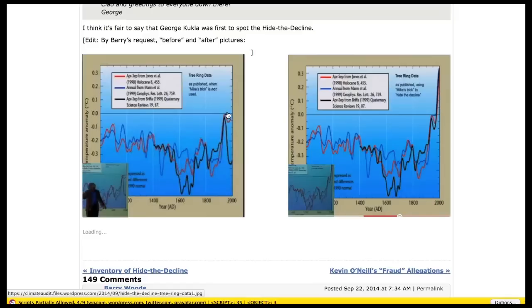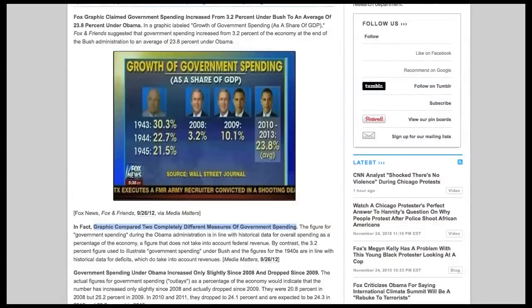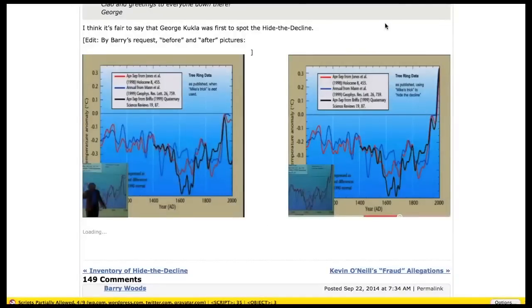We can't use treemometers anymore. So they took all of this data and then they grafted the temperature data from actual instrumental temperature readings on the end, and they get that nice little uptick at the end to get the hockey stick. Now that seems like it's a type of fraudulent manipulation, doesn't it? Doesn't it seem a little bit strange?